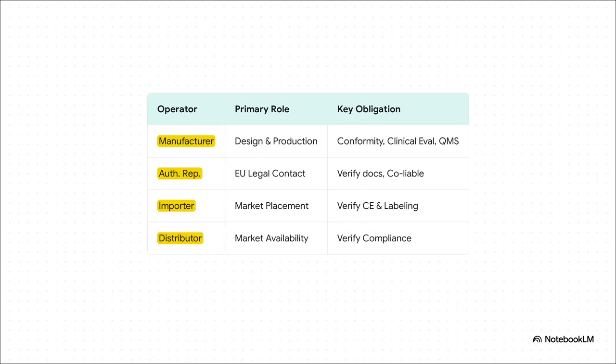So when you put it all together, you can see this whole chain of responsibility laid out pretty clearly. Each of these operators has a very distinct, but also deeply interconnected role. It's a system designed to ensure compliance at every single step, from the manufacturer's total control over the design all the way down to those final verification checks by the distributor.